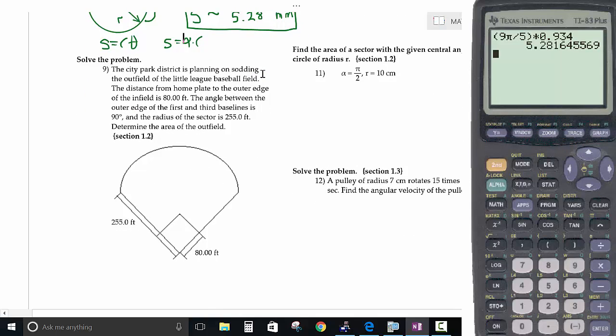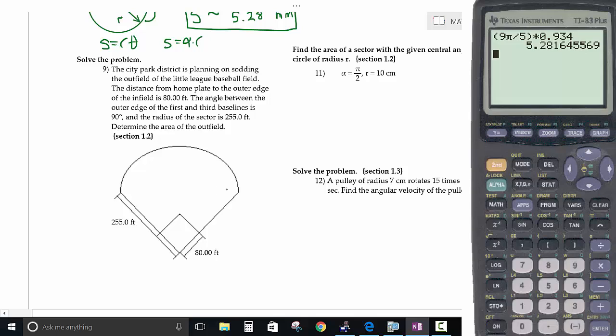All right, this says city park. We've got a baseball field, and the distance from home plate to third base, let's see, we have 80 feet there. The angle between the outer edge and third base lines is 90 degrees, of course. Let's see, the radius is 250. Now we're going to find the area of the outfield. This is not drawn very well. That didn't come out on my handout very good.